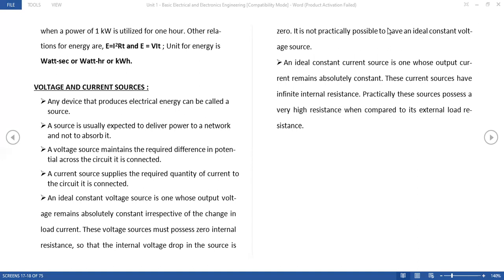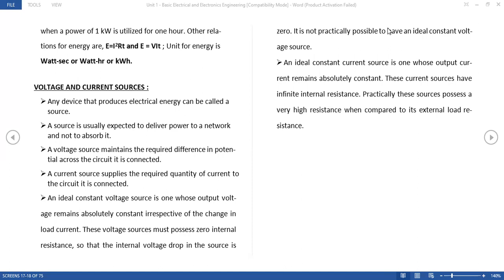So basically, today we will discuss what a voltage source is and what a current source is. A voltage source maintains the required difference in potential across the circuit it is connected to. A current source supplies the required quantity of current to the circuit it is connected to. So next, we will discuss what an ideal voltage source is.